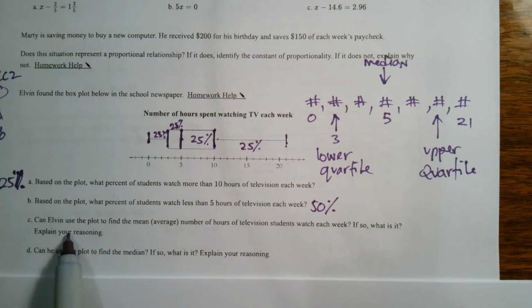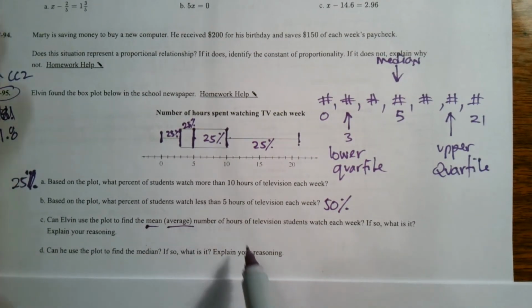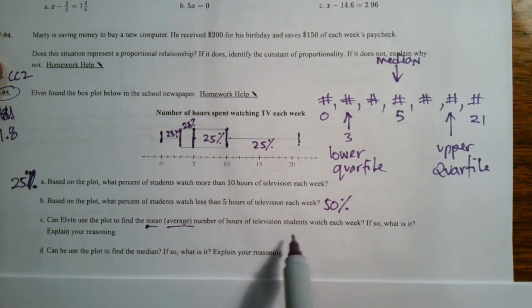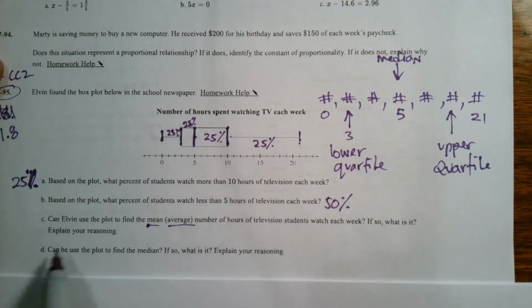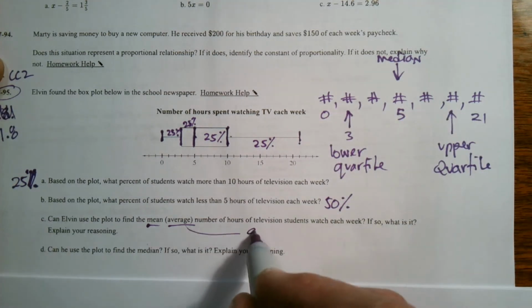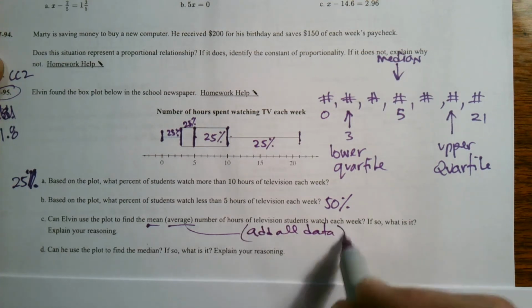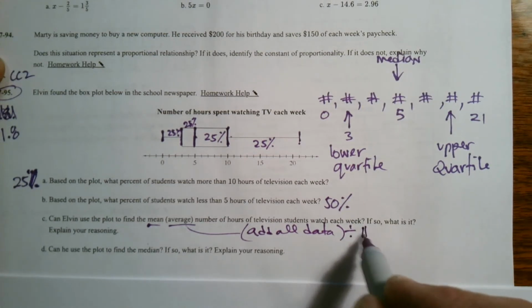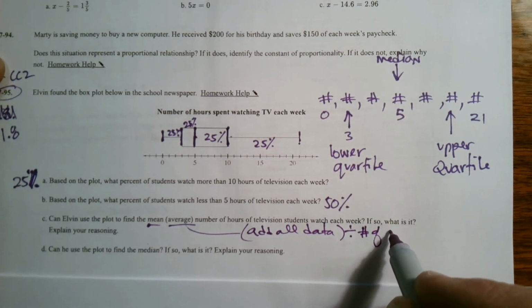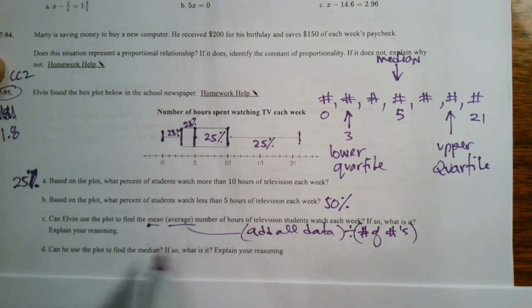And then it says, can Elvin use the plot to find the mean, the average, number of hours of television students watch each week? If so, what is it? Explain your reasoning. Remember, mean means average. To find average, you add all the data, and then divide by the number of numbers. That's how you find average.